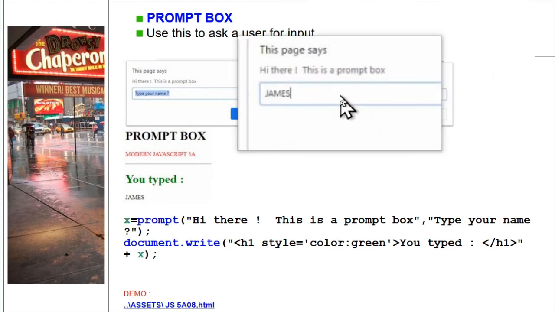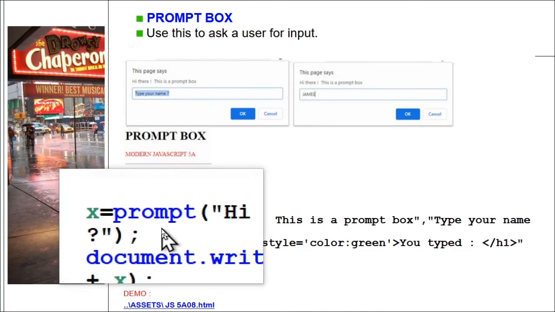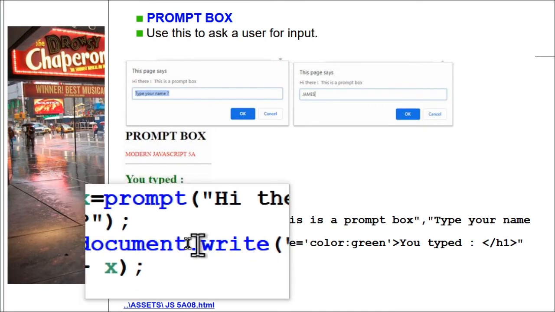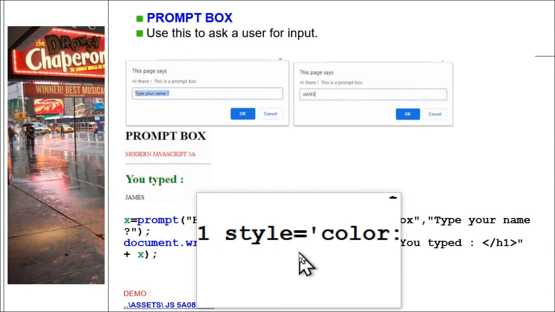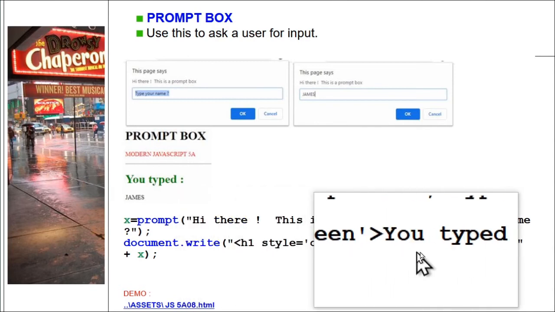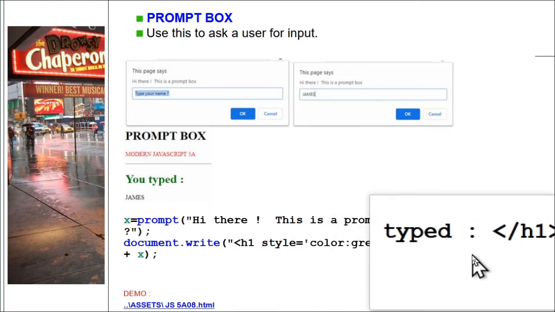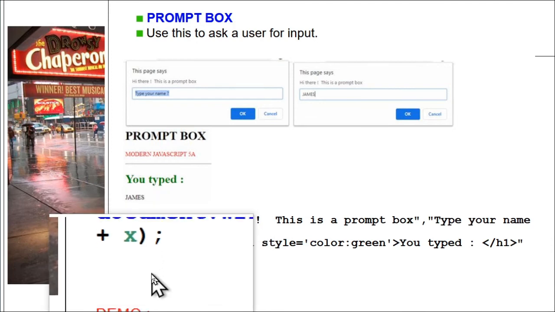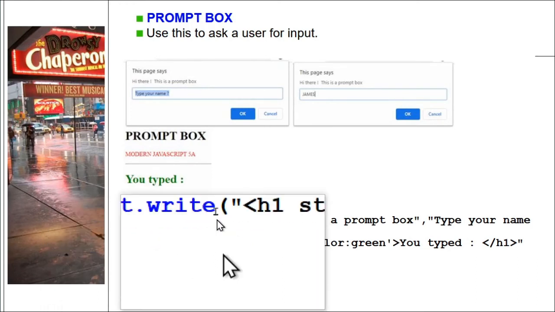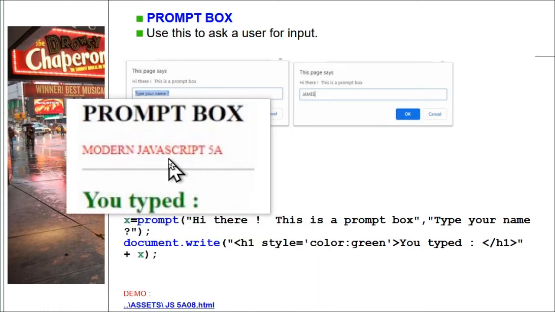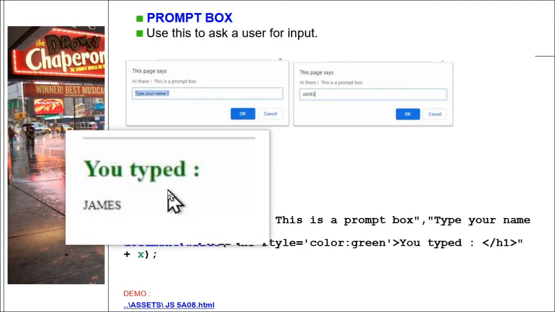Once he's typed in James here, it says OK. Then what will happen is X will be equal to James. Then the next line we write document.write. We have some HTML here, H1 text, style, color, green text. Then we have some text, you typed. And then after that, we put in our variable X. We say print out the value of X. And what happens is in the output, browser output, we get this. We get you typed James.